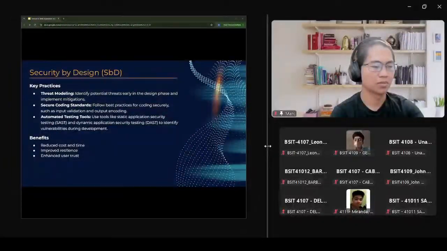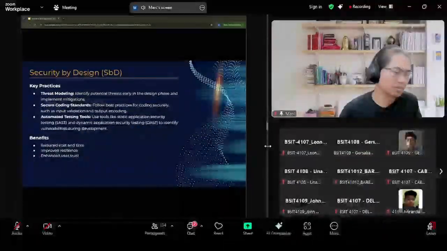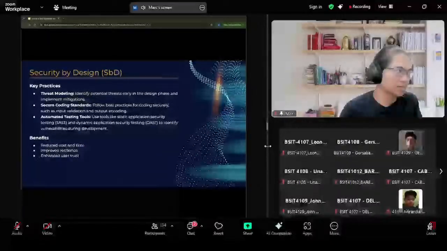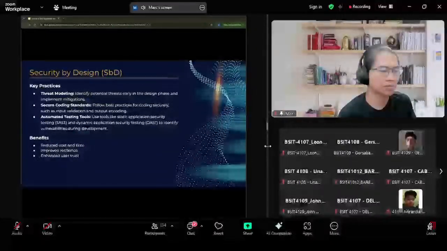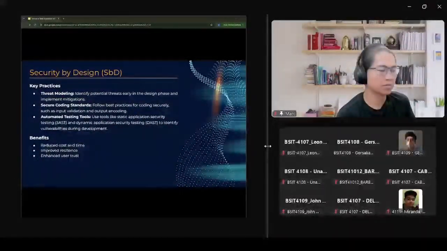Now let's go to the key tools and techniques for security by design. First is static application security testing, or SAST. SAST tools analyze source code during development to identify vulnerabilities. Think of it as proofreading your code for security flaws. Examples include Checkmarx and SonarQube.